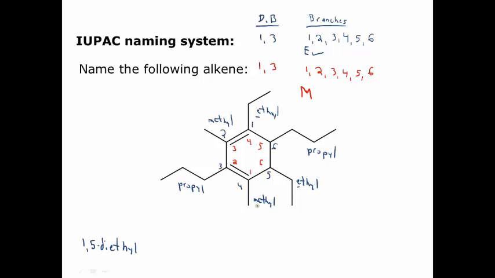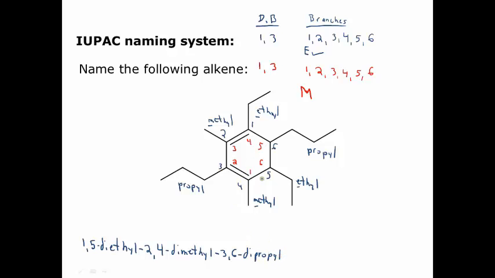Then next in the alphabetization rule is going to be my methyl branches, which start at carbons 2 and 4. So notice that I'm separating letters and numbers by hyphens, and numbers are being separated by commas. 2 of those, dimethyl. And then last is my propyl branches, which start at carbons 3 and 6. Okay, so I've now listed all of my branches.